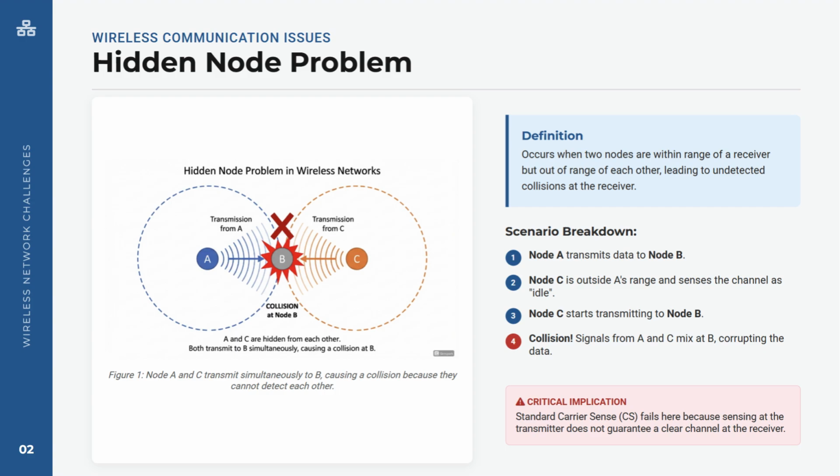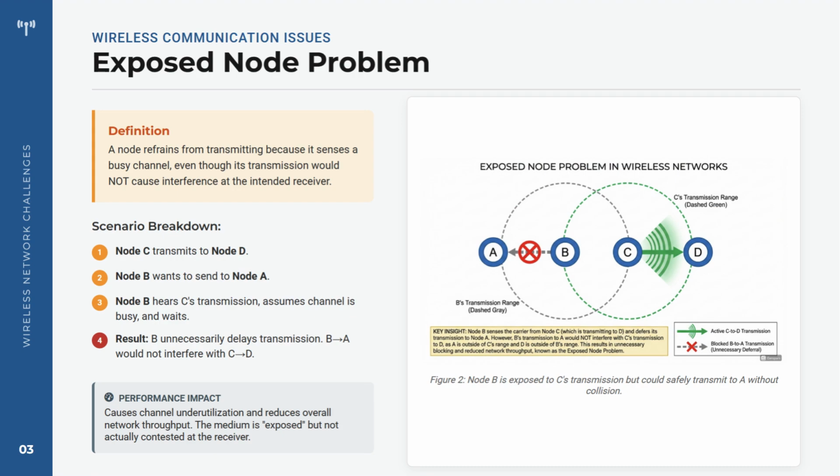Another important wireless networking issue is called the exposed node problem. This problem occurs when a node unnecessarily stops transmitting because it detects another nearby transmission, even though both transmissions would not interfere with each other. Let us consider an example with four nodes: A, B, C, and D. Node C is currently transmitting data to Node D. Now Node B wants to send data to Node A.